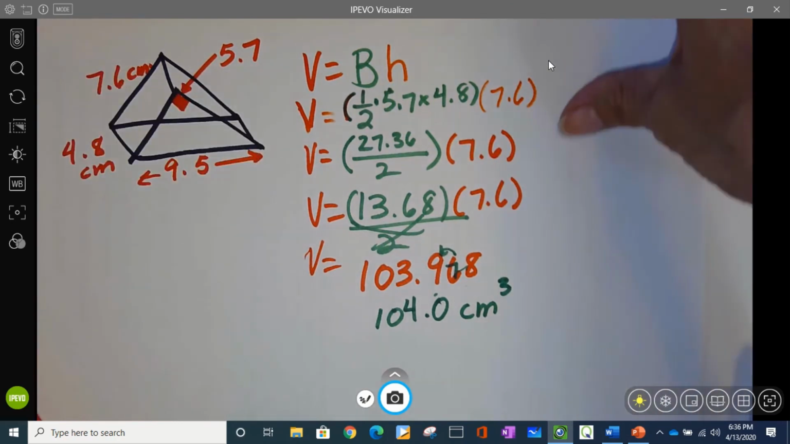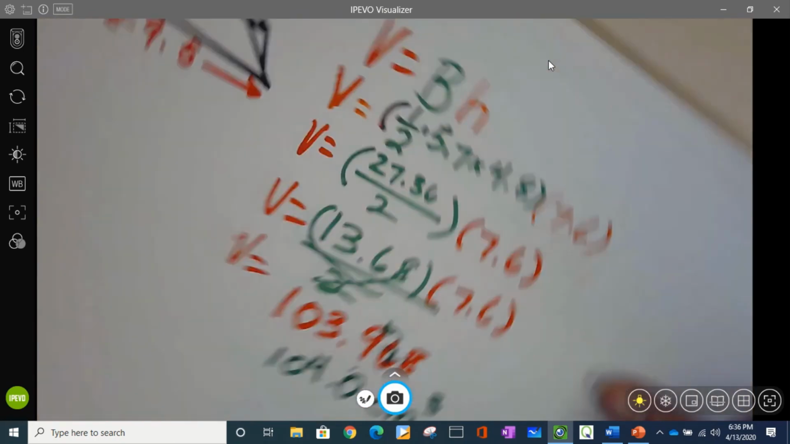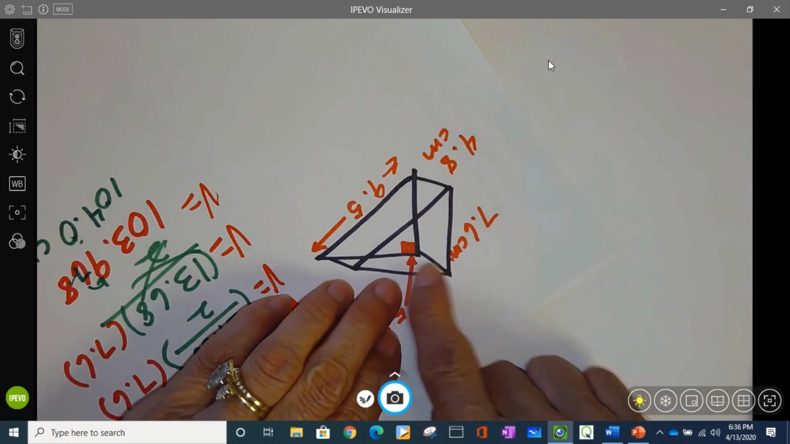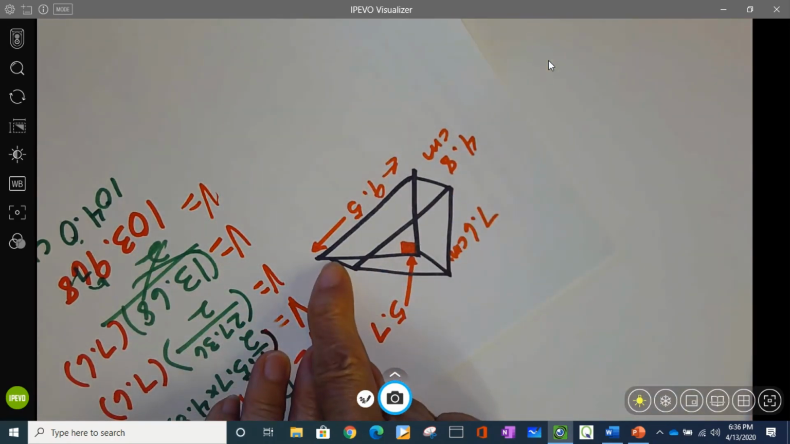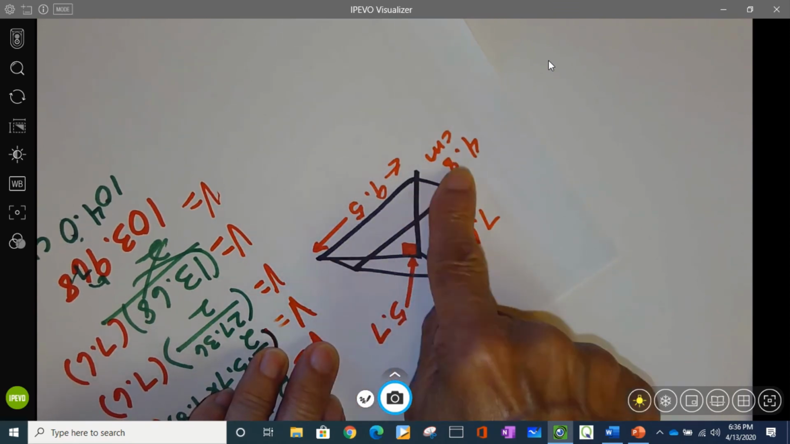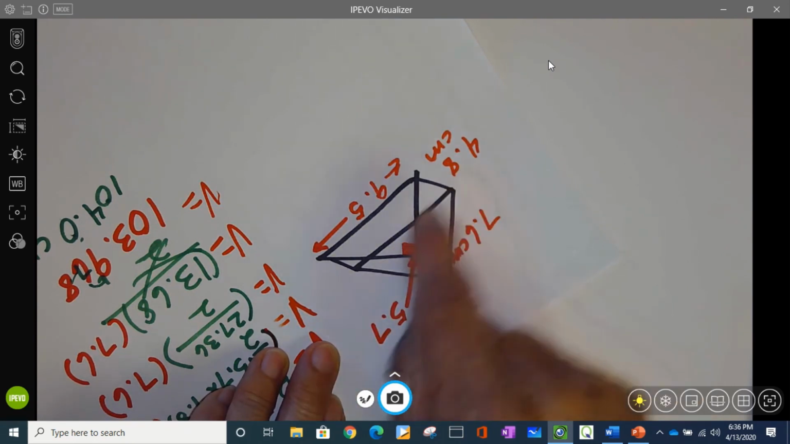And if you're wondering how I got these two numbers here for my base, if you turn this over, because remember the right angle is a 90-degree angle. So now when you look at this, this right here is your height. This part right here is considered a base, this little part, which is on this side right here. This is 4.8, and then this part. That's how I knew that that was my base, and this was my base.